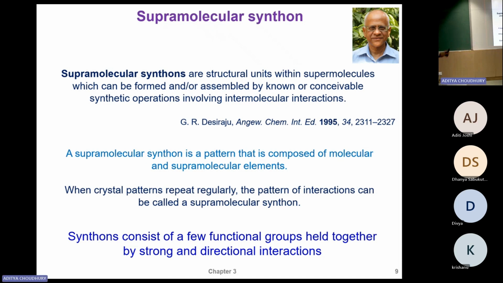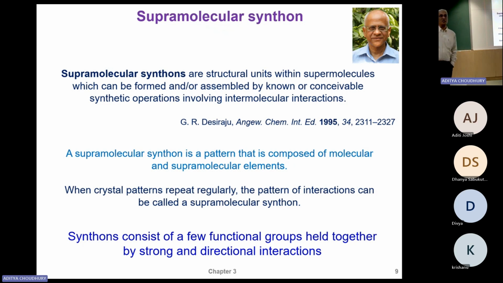This is the one. I want to introduce the supramolecular synthon, which is a very important concept in organic crystal engineering. What is meant by supramolecular synthon? It was introduced by Desiraju in his famous 1995 review. It is a pattern composed of molecular and supramolecular elements, a type of pattern made up of supramolecular interactions. Usually, this will repeat several times in the crystal structures, and then it's called a supramolecular synthon.